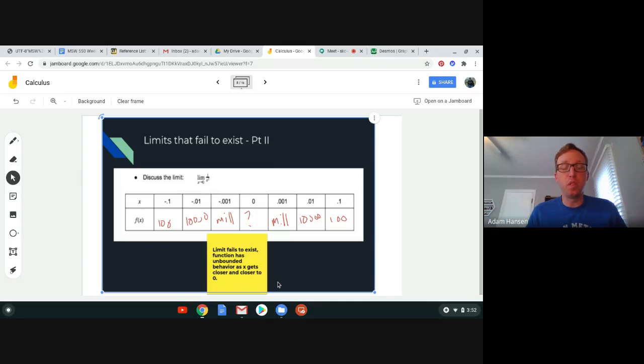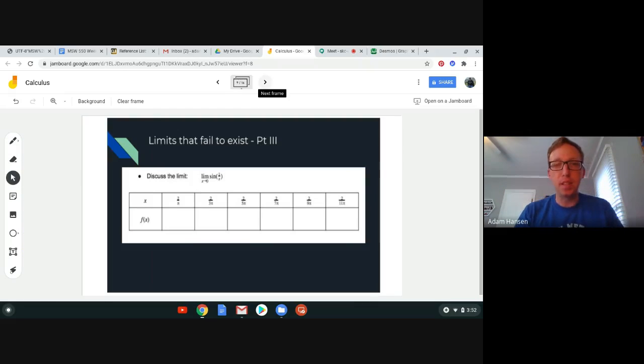Once again, if you say that a limit fails to exist, please give the reason why. We had approaching two different numbers from the left and the right. We had unbounded behavior. The last case where a limit would fail to exist would be oscillating. I believe that's in this next example. Discuss the limit as x approaches 0 of the sine of 1 over x.